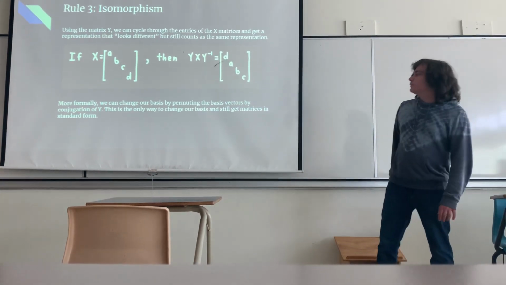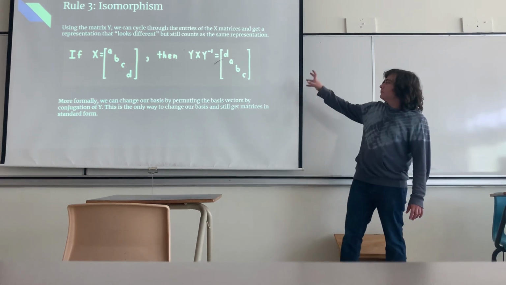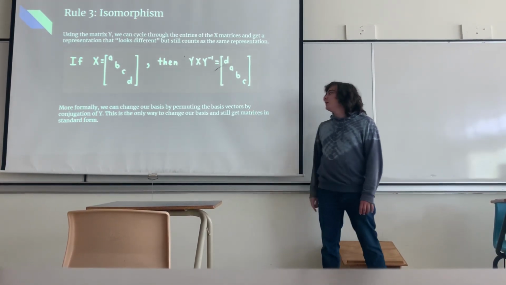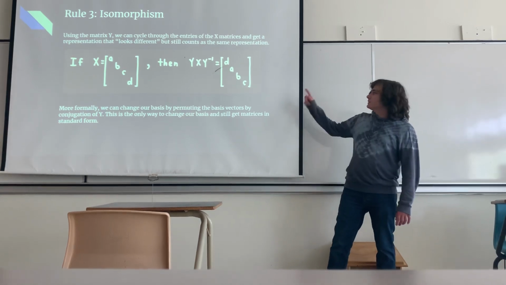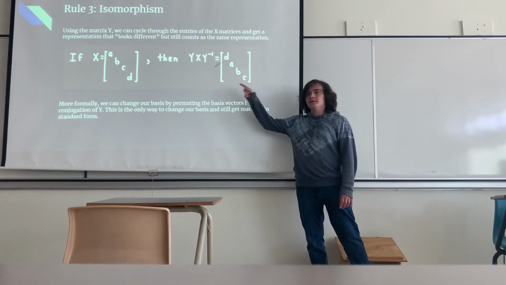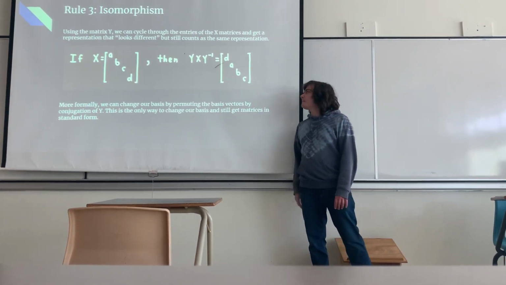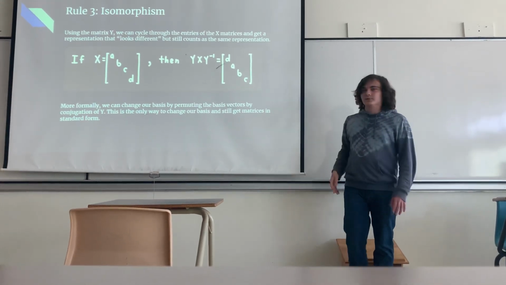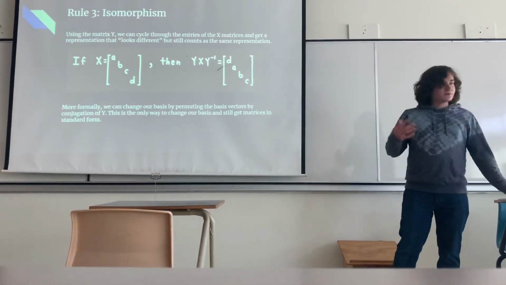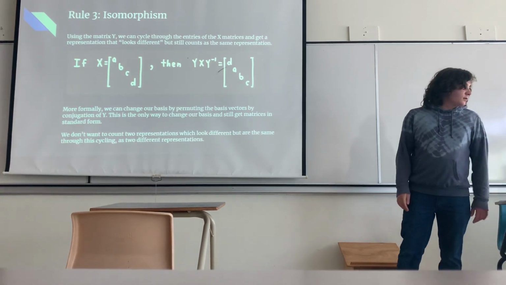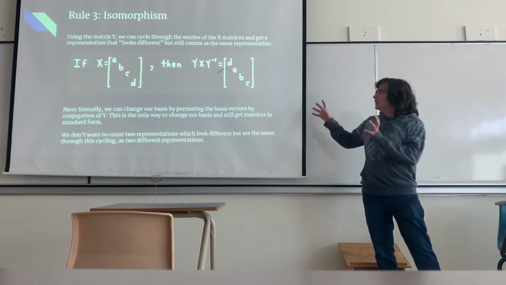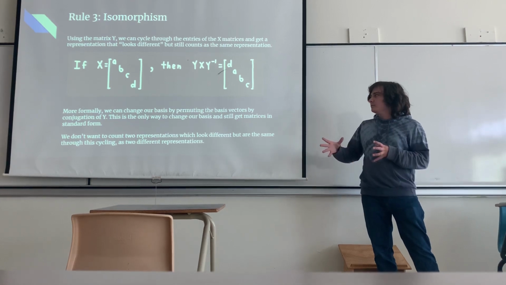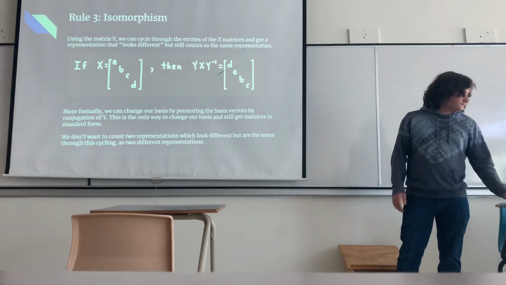A bit more formally, what we're doing is changing our bases by permuting the basis vectors with Y by conjugation. And I should note, this is the only way to change your bases and still get something that's in standard form. So really it's the only way to change your bases that we care about. If you don't know what all that means, it's okay. We're just talking about cycling the entries. We don't want to count two representations that look different as the same if they came from just cycling one into the other.